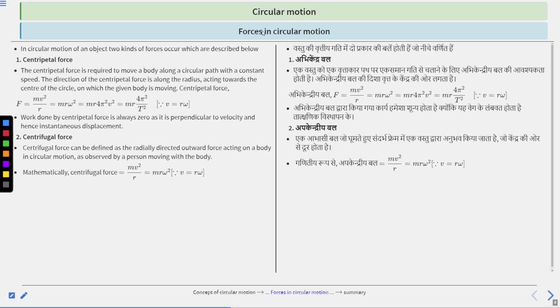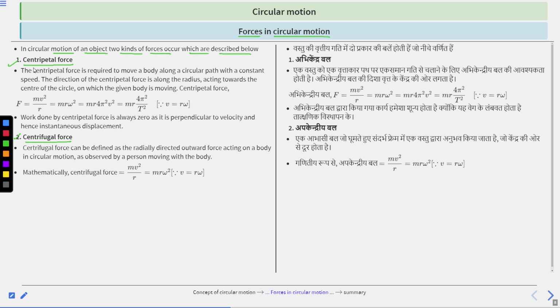Next is forces in a circular motion. In a circular motion of an object, two kinds of forces occur, which are described below. First force is centripetal force, and second force is centrifugal force. Clear? First is centripetal and second is centrifugal.